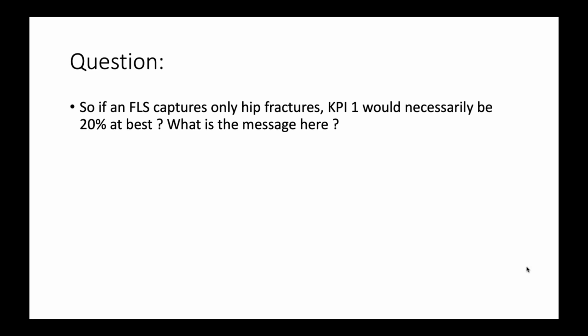Okay, so it's great to understand that this ratio on KPI 1 is also to remind us all that the most efficient FLS should, if possible, capture not just hip fractures but all fragility fractures. I understood that now. Correct. Thank you.